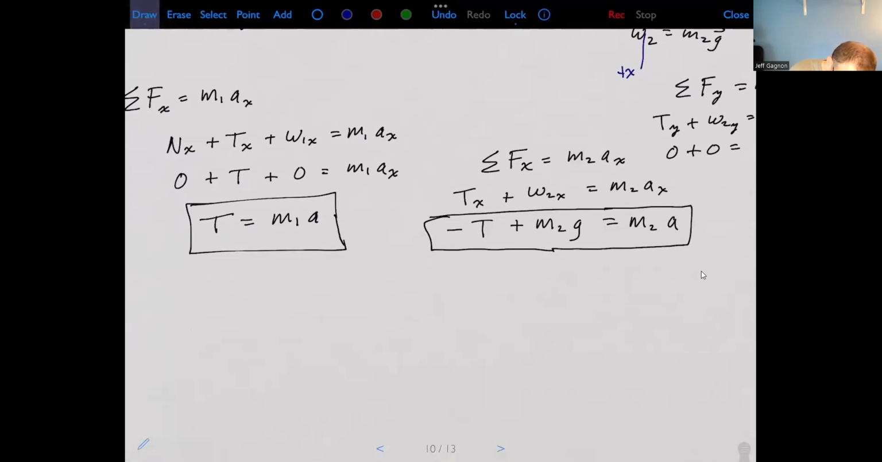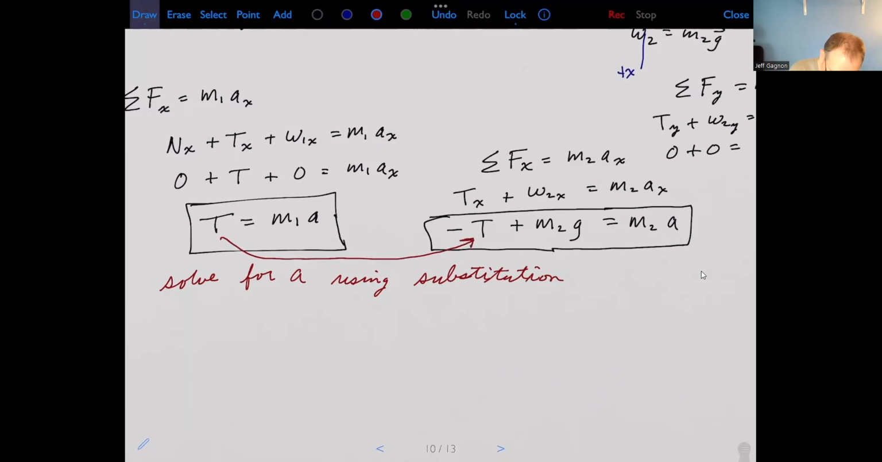So I'll do that here. I'll solve for the acceleration using substitution. So what does that mean? It means I'm going to plug in. I'm going to take this T and go over to this equation where I have T, and plug in m1a. So this becomes minus, so T now is m1a, plus m2g is equal to m2a.